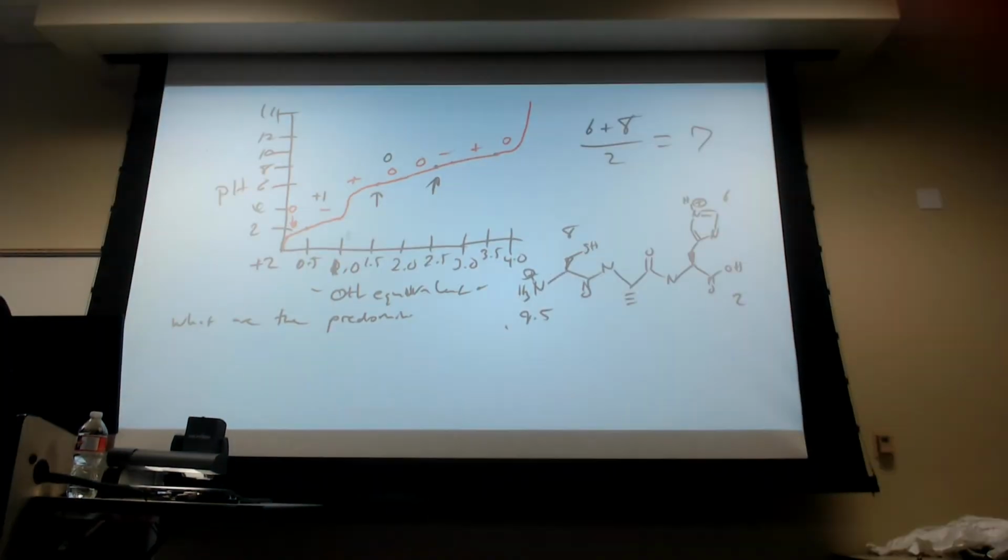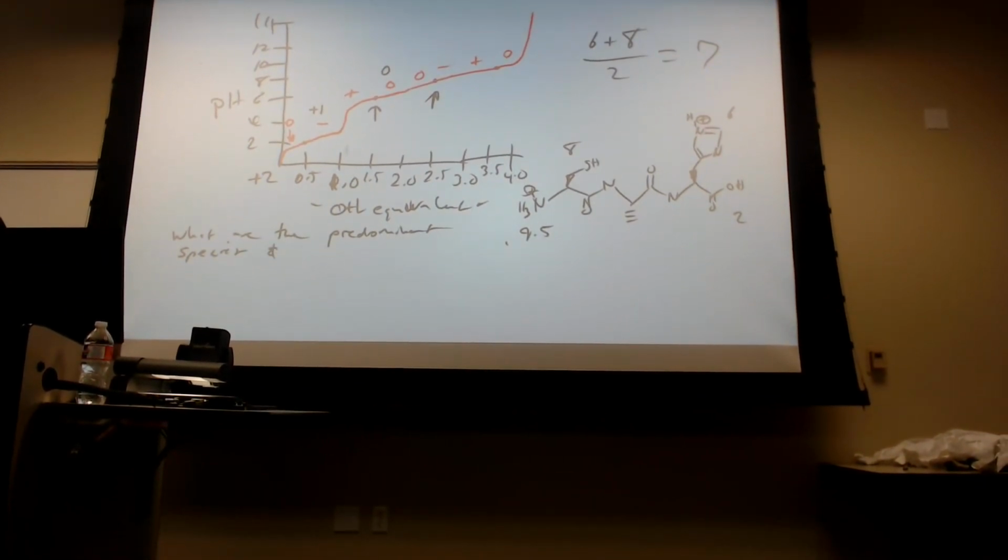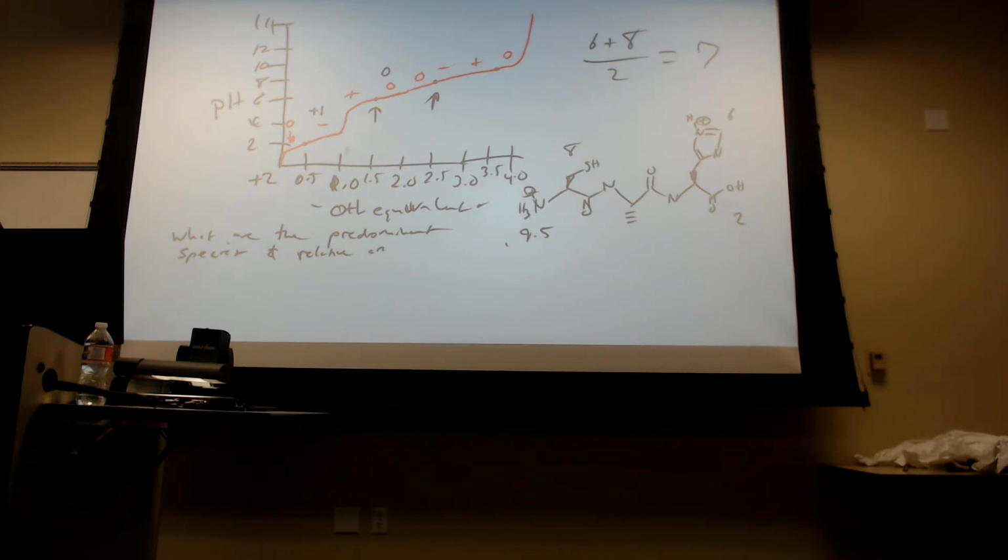So let's say I said, what are the predominant species and relative amounts at pH, let's do 8.5. Ooh. All right, so what are the two species?